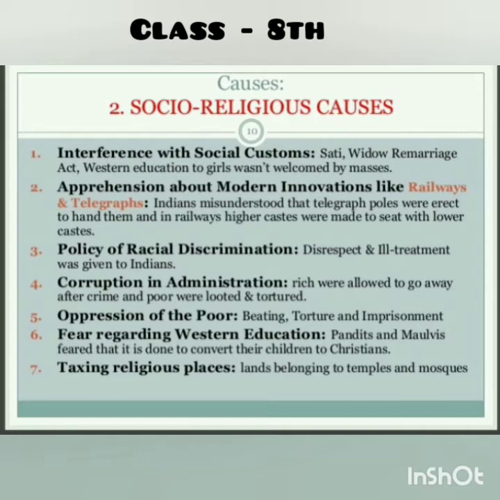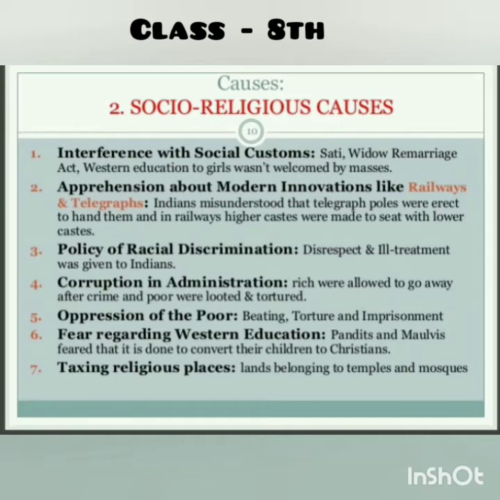Indians misunderstood the telegraph poles were erected to hang them, and in railways, higher class were made to be seated with lower caste. Third, policy of racial discrimination. Disrespect and ill treatment was shown to the Indians. Corruption in administration. Rich were allowed to go away after crime, and the poor innocent people were looted and tortured. Oppression of the poor. They were beaten, tortured, and imprisoned.